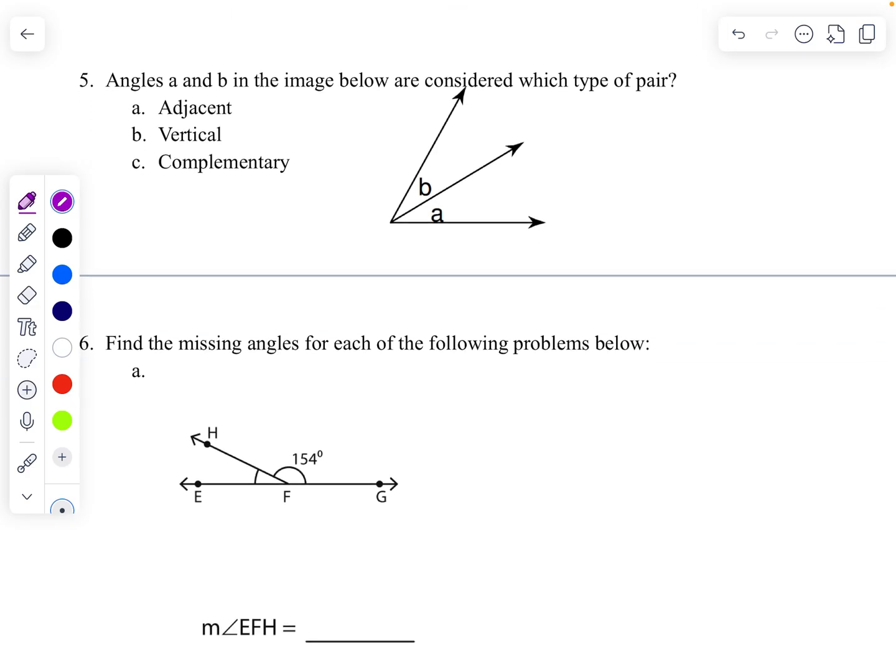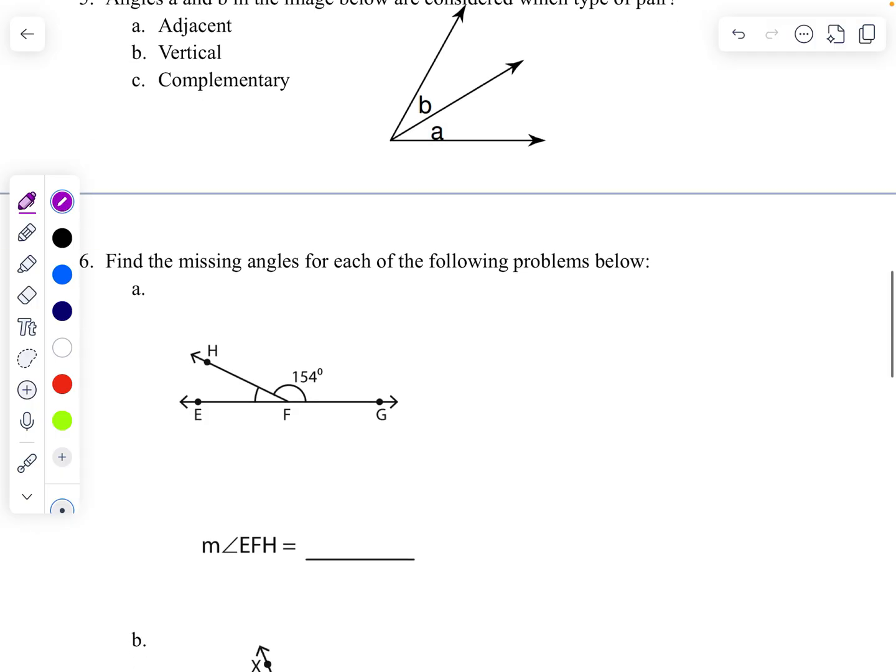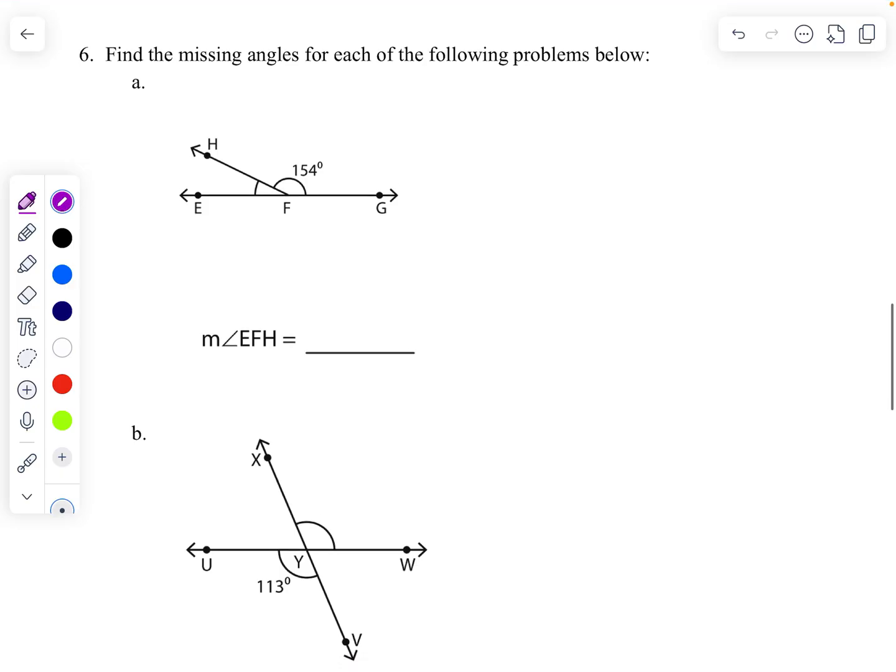Angles A and B in the image below are considered which type of pair? So again, look very carefully at B and look at A. Would we call these adjacent, vertical, or complementary? Okay, we are done with the multiple choice. We're now going to move forward with the next section of the quiz.